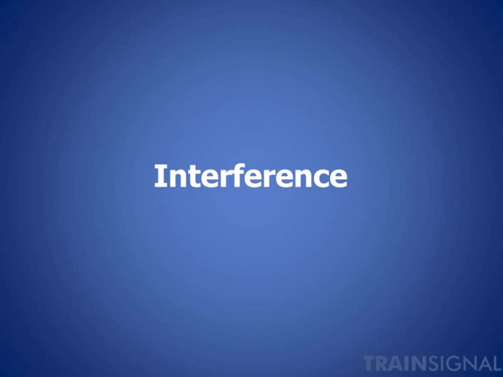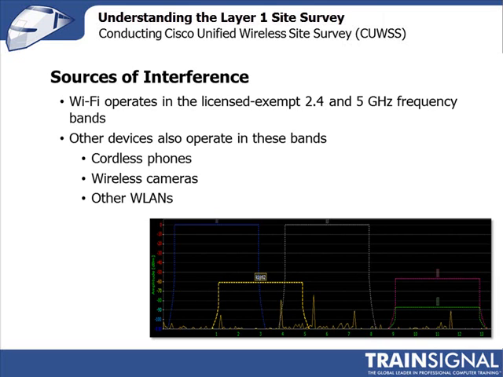So let's start with a discussion about interference. When we're looking at the deployment of wireless LANs, we're looking at deployments in the unlicensed, or what's sometimes referred to as the license-exempt frequency bands, and those are the 2.4 and the 5 gigahertz bands. Now, because they're unlicensed, not only can Wi-Fi operate in these bands, but other devices can also operate in these bands. An example of other devices would be cordless phones, wireless cameras, of course, other wireless LANs other than the one you're deploying.